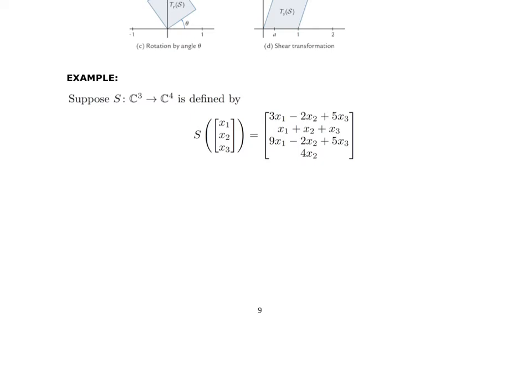Now, suppose we have this set S, this linear transformation defined from C3 to C4 is defined this way. I have x3, x1, x2, and x3. Now notice I'm going into a larger set.